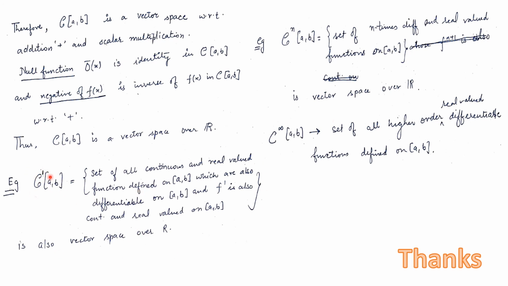If here there is 2, it means it is the set of all continuous real valued functions defined on the interval [a, b] which are 2 times differentiable and the second derivative is continuous also. So in general, Cn represents the set of n times differentiable real valued functions on the interval [a, b]. And C infinity represents that all the higher order derivatives exist, and these all are real valued functions defined on the interval [a, b].